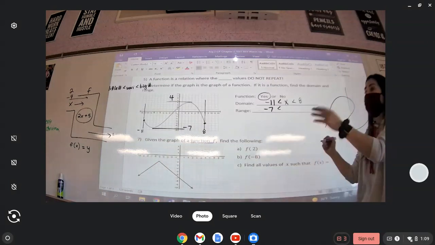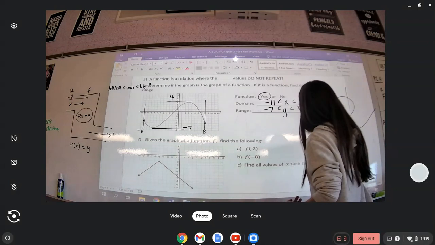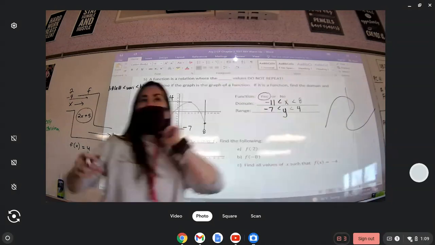What variable are you talking about with range? Because Delta Math will mark you wrong. Y, always a, and then big number 4. Now go back and decide.